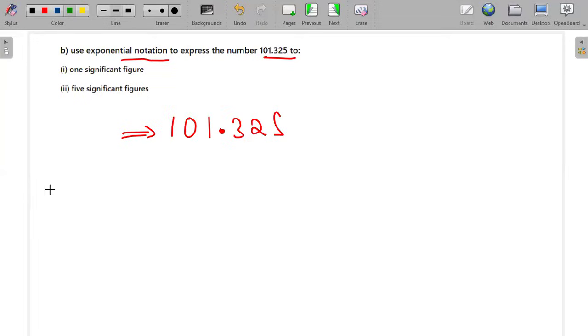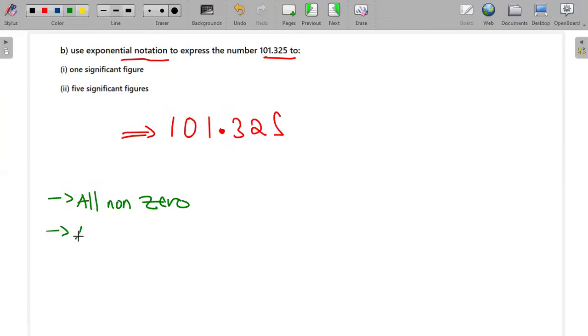Maybe I should talk about the rules of significant figures a little. We have about four or five rules that are very important in determining what number is significant and what number is not significant. The first rule is that all non-zero numbers are significant. As long as a number is not zero, whether it's 1, 2, 7, or 4, it is significant. So all non-zero numbers are significant.